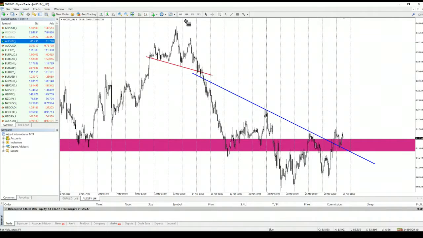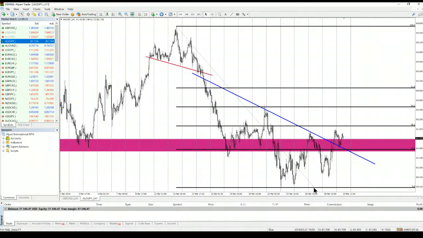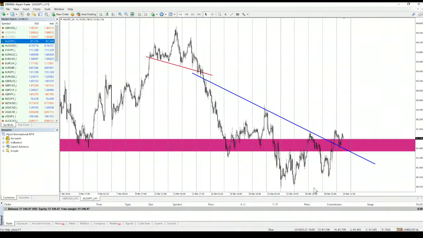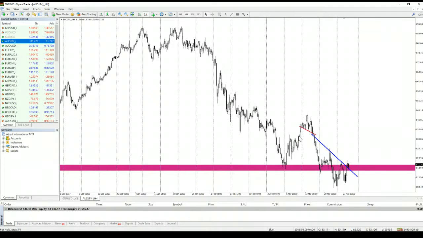Okay, so let me check the Fibos. They are not respected, so we can remove them. The price breaking the neckline, coming back above the horizontal resistance, that's a positive sign, and we should get a further upswing on Australian dollar to Japanese yen.